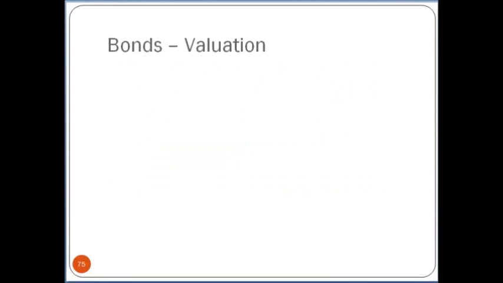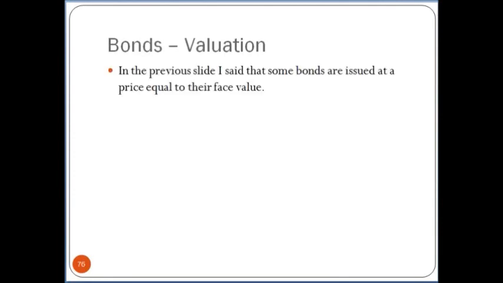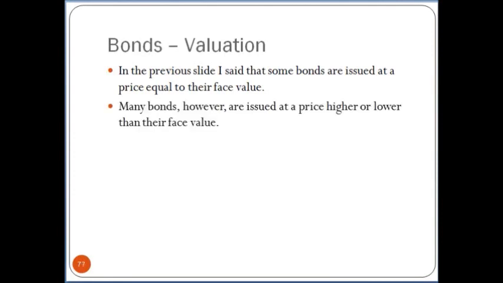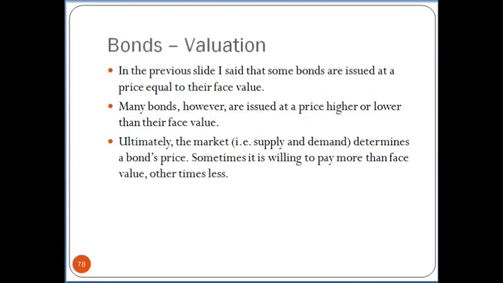So now let's talk more specifically about valuation for bonds. And you'll see how this relates to the time value of money that we developed in our earlier lecture. All right, so in the previous slide, I said that some of the bonds are issued at a price equal to their face value. So now many bonds are issued at a price that's either higher or lower than their face value. So ultimately, how does this work? Ultimately, the market, supply and demand, right, determines a bond's price. So sometimes bondholders are willing to pay more than face value, and other times they're willing to pay less.